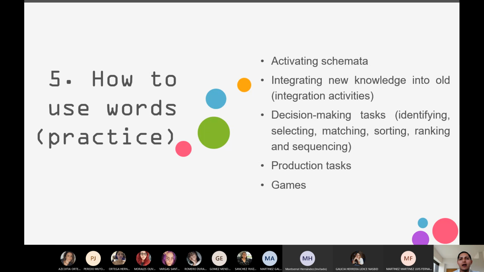Decision-making tasks are very effective for practice, and you are trying to develop higher order thinking skills at the same time, and for training problem solvers. Production tasks, such as the use of the words, games can also work for practice.